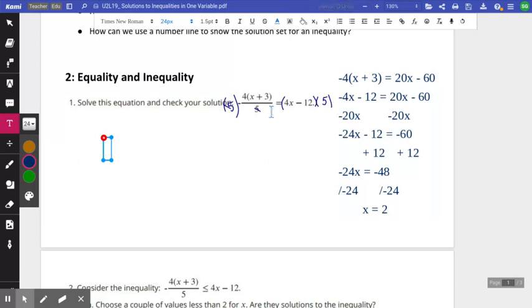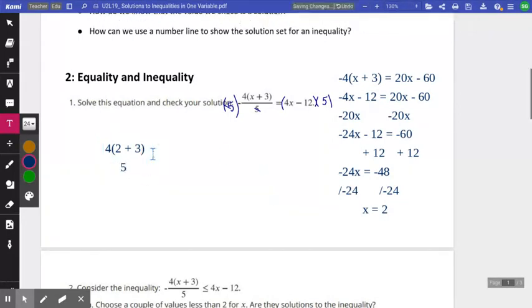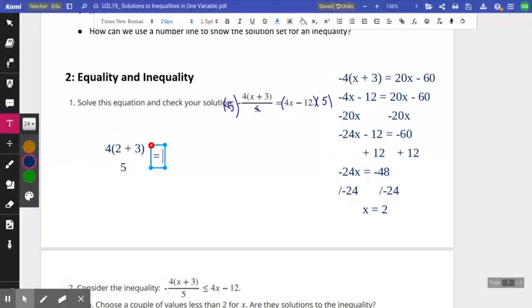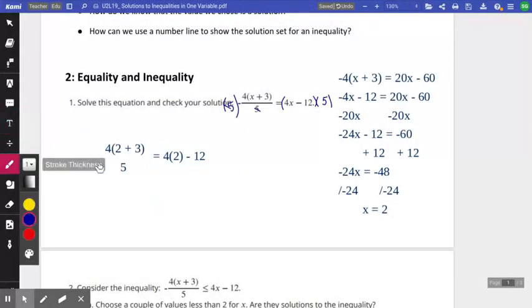If I substitute this into our equation, I would get 4 times 2 plus 3, all of that over 5. I'll put that division line in a second. And we get 4 times 2 minus 12. Oh, and you know what I almost forgot that I said I wasn't going to forget, is that negative sign that's out front. So we get this that we need to simplify.